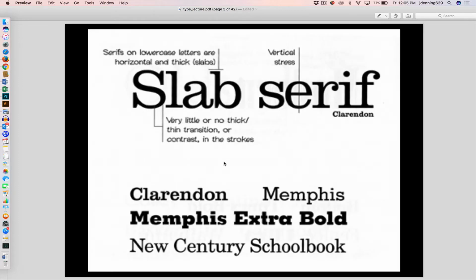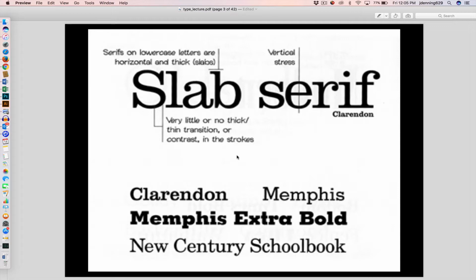Then we have slab serif. Slab serif fonts have serifs, these pronounced little boots on the lowercase letters. They're horizontal and thick. There's very little or no thick-thin transition or contrast in the strokes. And there's often, if there is a little thick-thin transition, a very vertical stress. So some fonts include Memphis, Memphis Extra Bold, New Century Schoolbook, Clarendon.